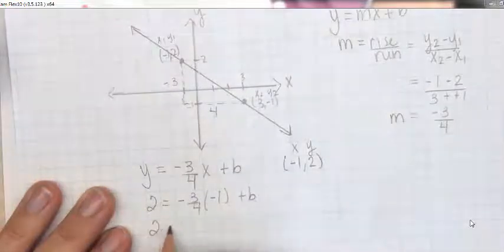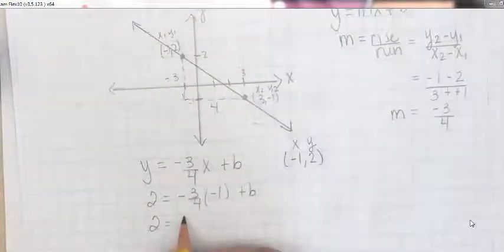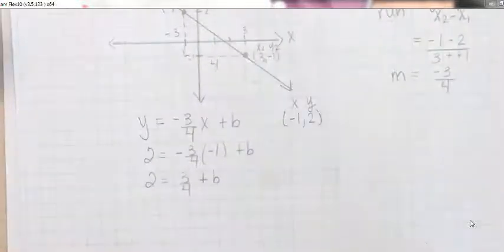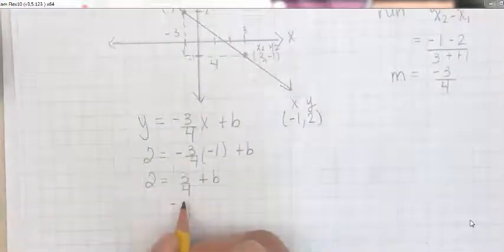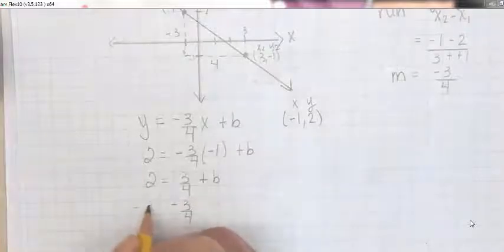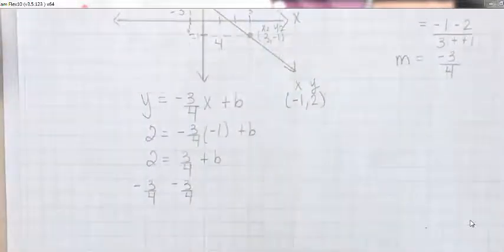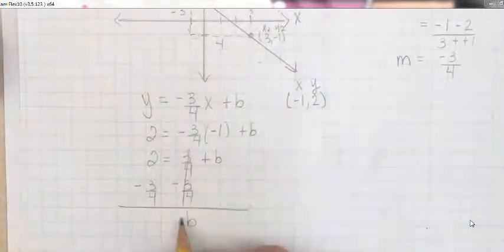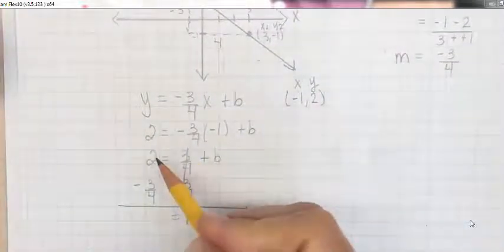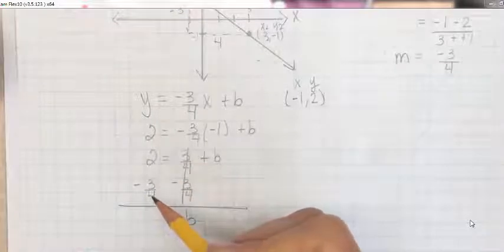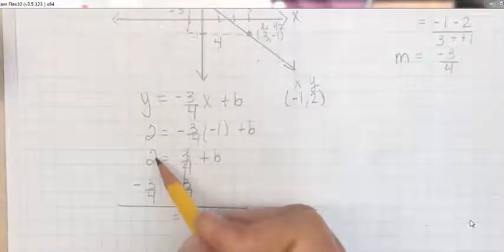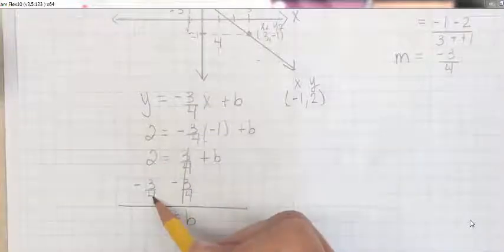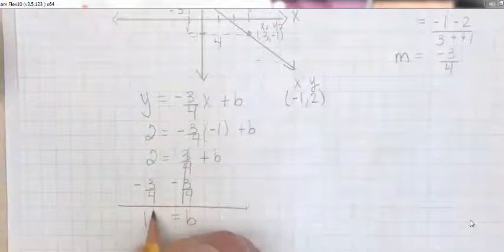So this is really 2 equals, and that's just going to give me +3/4 plus b. Now solving for b, I'll subtract 3/4 from both sides. And so these will cancel out, and I'll be left with what b equals. Well, 2 minus 3/4, you have a couple of ways of thinking about this. Maybe you can do this in your head. You have $2 and you take away 3/4. Well, then you're left with $1.25.